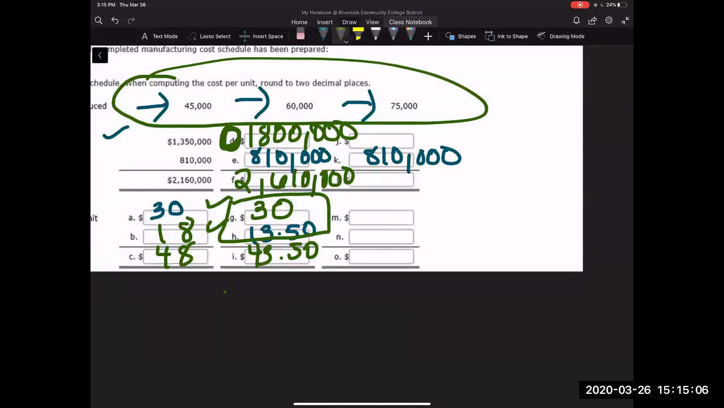All right, so what you should have come up with was, again, $30, right? And then 30 times the 75,000 units should have been 2,250,000. Then you add that to your fixed cost that we figured out, which was 3,060,000. And then your cost per unit for fixed cost, divided by 75,000, should have been 10.80. And then your total is 40.80.